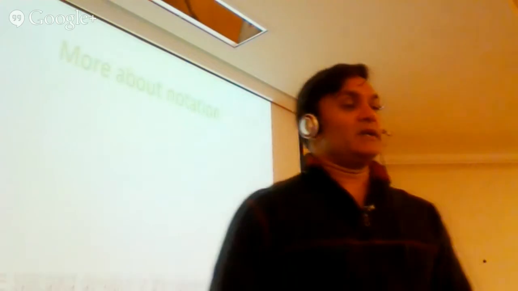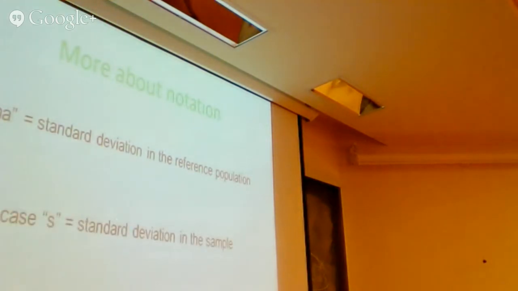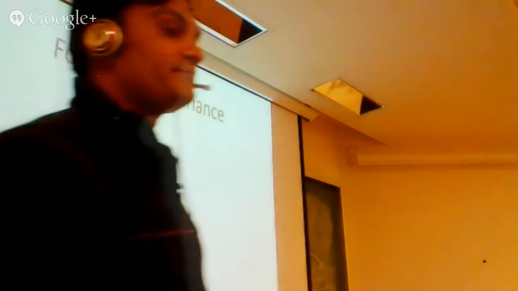So once again, sigma is the parameter for standard deviation. S is the statistic for standard deviation. Sigma squared is the parameter for variance. And S squared is the statistic for variance. And for some reason, again, the textbook uses SD for both of these and SD squared for both of these. So be aware of that.